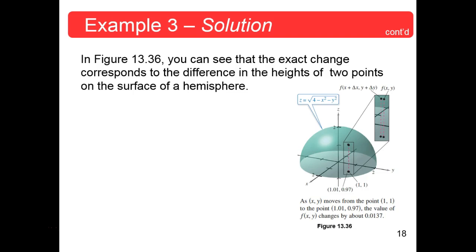And here is a picture of that. In this figure, you can see the exact change corresponds to the difference in the heights of the 2 points on the surface of the hemisphere. Okay? See if I can figure out what they're saying here. This is a hemisphere. It's only a positive. And if you squared both sides of this, you get z squared is equal to 4 minus x squared minus y squared. Add those here, and you get x squared plus y squared plus z squared is equal to 4, or 2 squared, so this would be a sphere of radius 2. Okay.